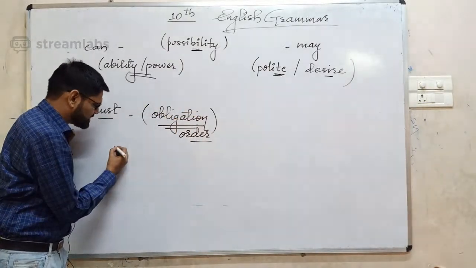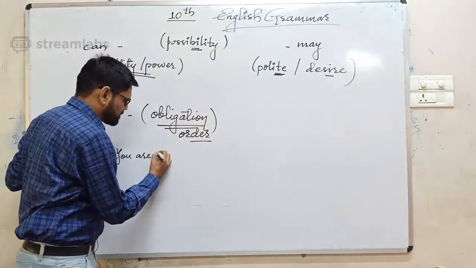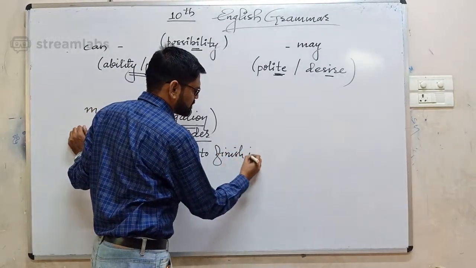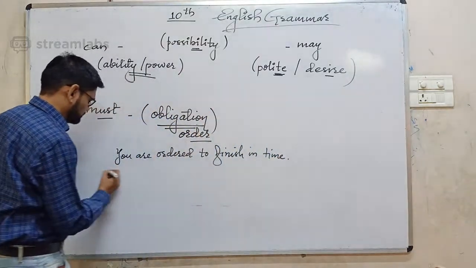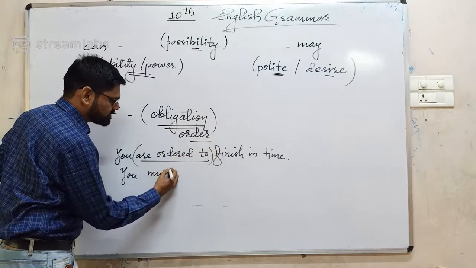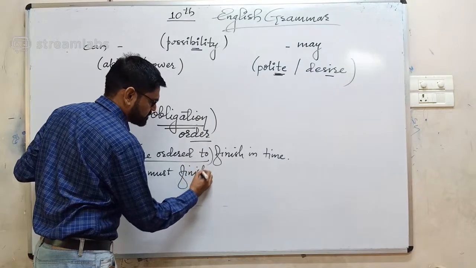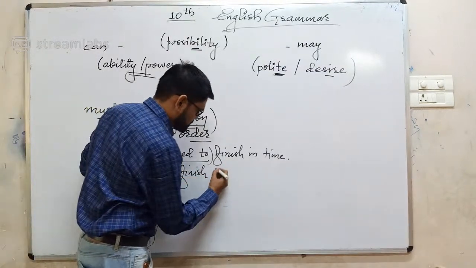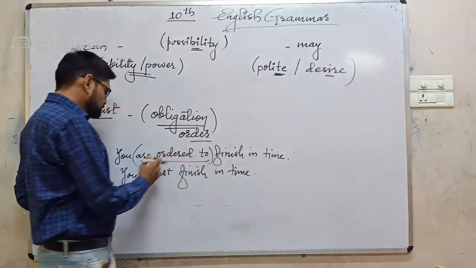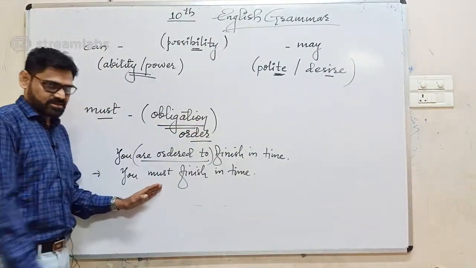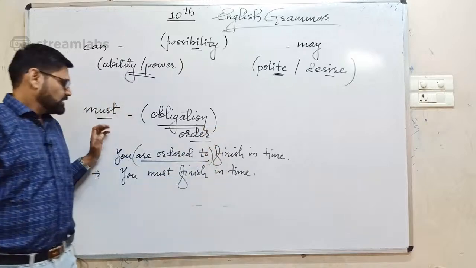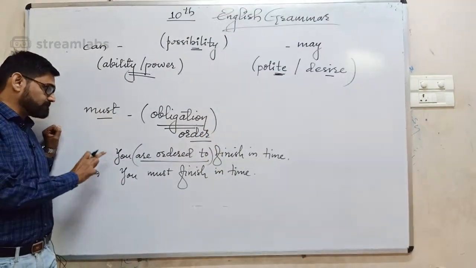Same as the sentences we used: you are advised, or it is advisable. Such sentences. You are ordered to finish in time. So it will be, you are ordered to. This is gone. You must finish, V1. After a modal auxiliary, it's always V1. In time. This way, the sentence has again become shorter. Subject, modal auxiliary, V1, and then the remaining words. Superfluous words, you all know that. This part is removed. It has become shorter and easier. So, this is the use of must.